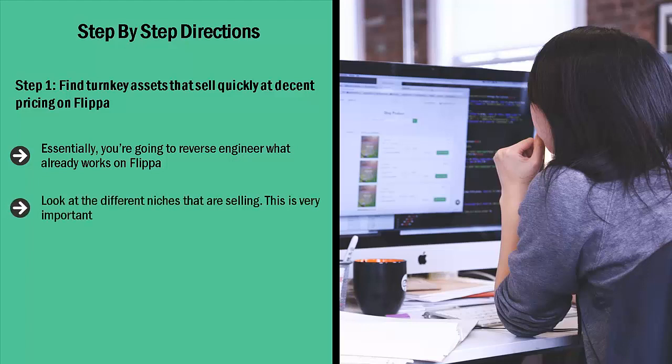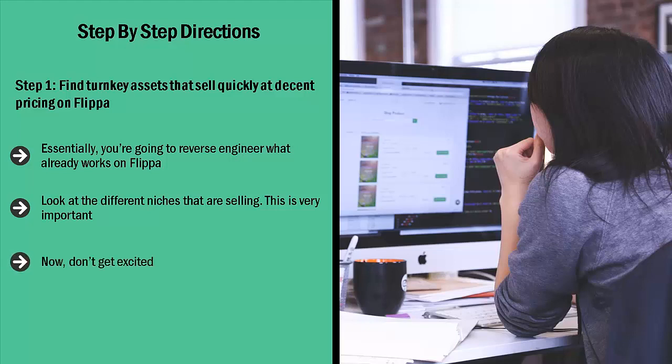Look at the different niches that are selling. This is very important. Do not look at stuff that hasn't sold yet. Look at auctions that have successfully closed. Pay attention to the niche and the price. A pattern should emerge. Focus on niches that command really high prices.